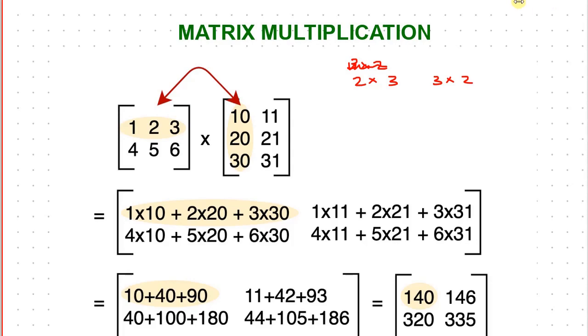And the first thing you always need to check is whether this number is equal to this number. Otherwise we cannot perform a matrix multiplication, and so you can stop the program there itself. You don't need to proceed any further.